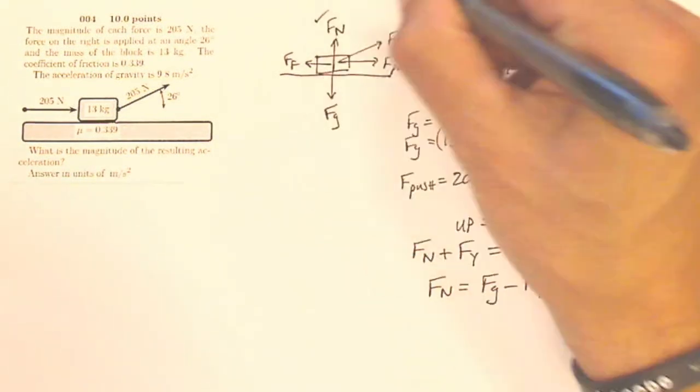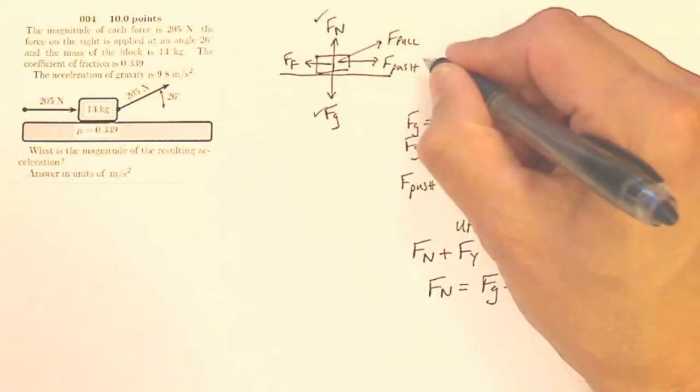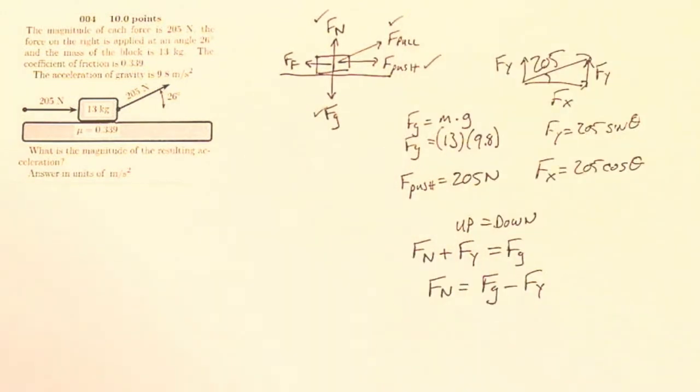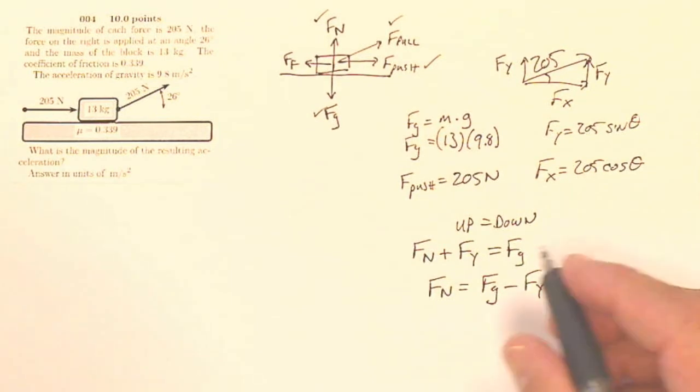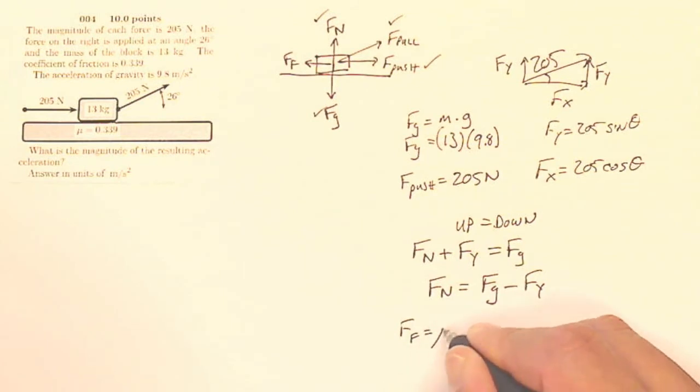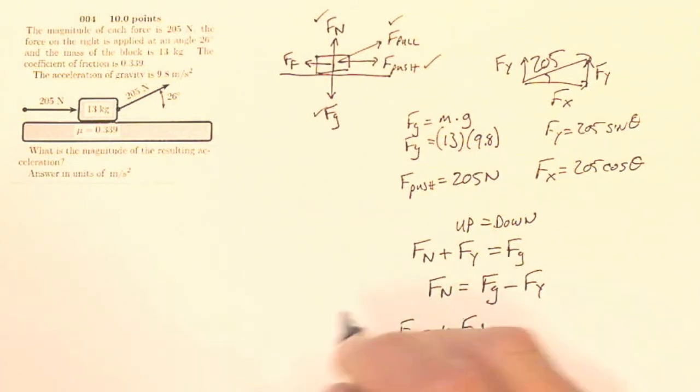So let's see what I figured out. I figured out this one, I figured out this one, I know this one. This one I just split into components, so I know that one. So now all that's left is my friction force. My force of friction is going to be mu times my normal force. And they give me mu right here as 0.339. So now I also know the force of friction.